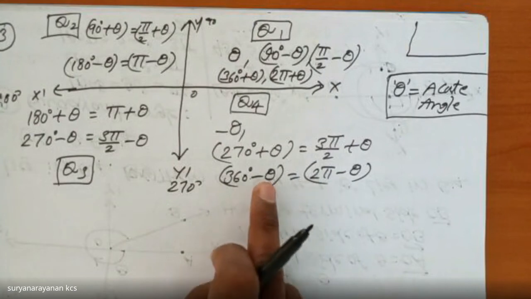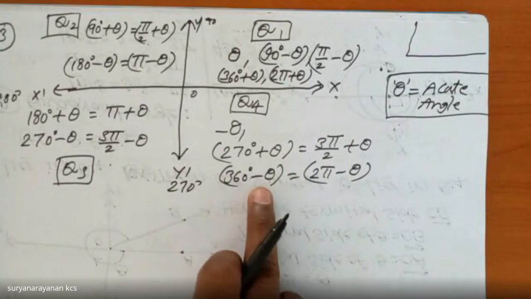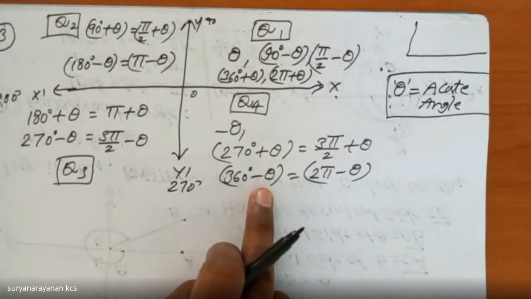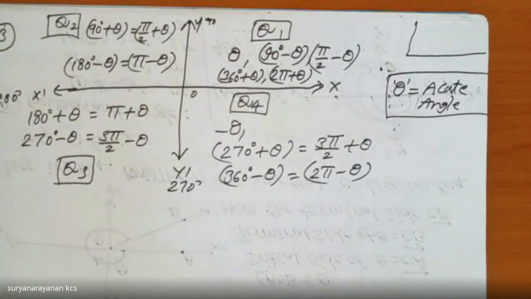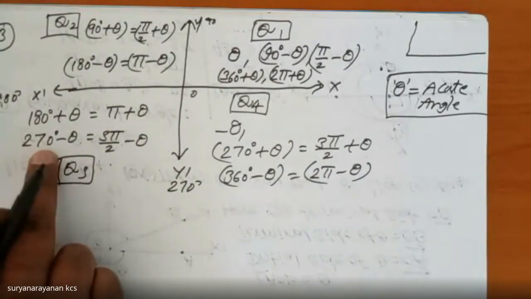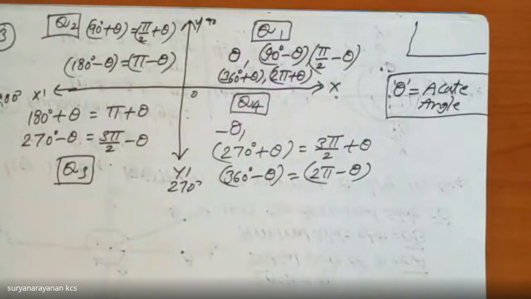360 plus theta, in which quadrant does it lie? First quadrant. 360 degrees minus theta lies in the fourth quadrant. 90 degrees plus theta, in which quadrant does that angle lie? Second quadrant. 270 degrees minus theta, in which quadrant? Third quadrant. Understood the angles, their formation, their nature. Understood this point, my children?